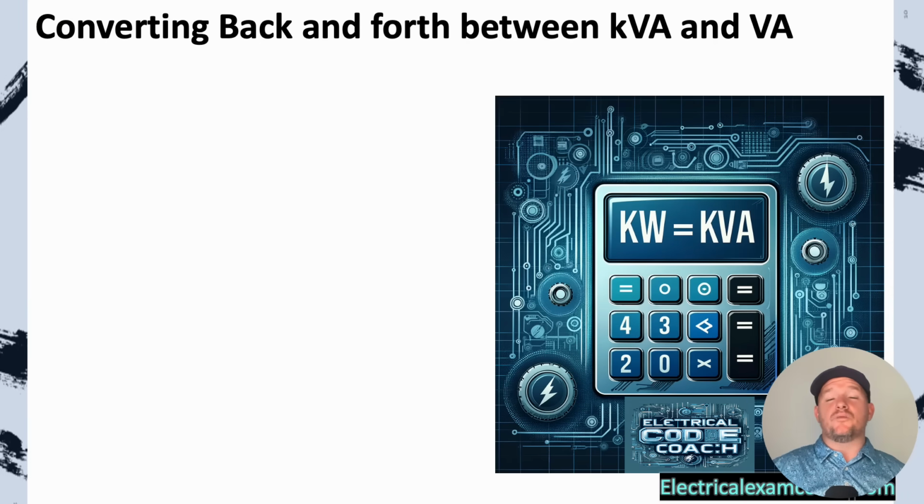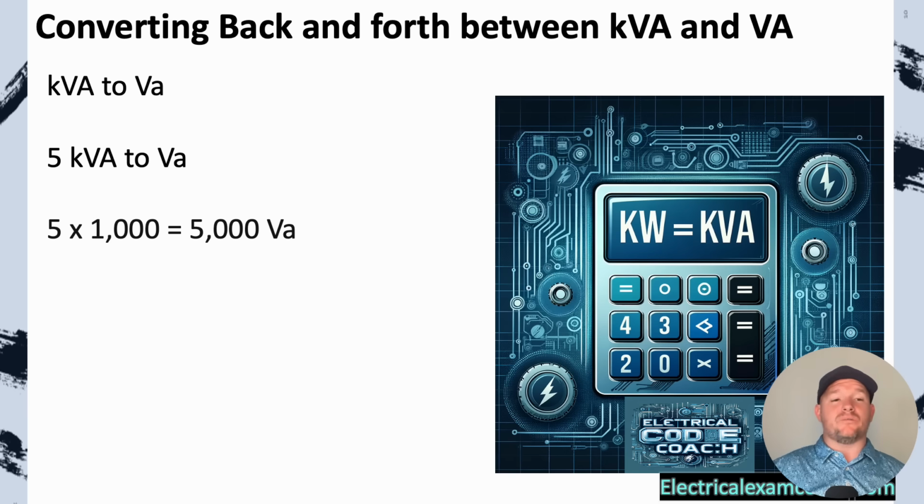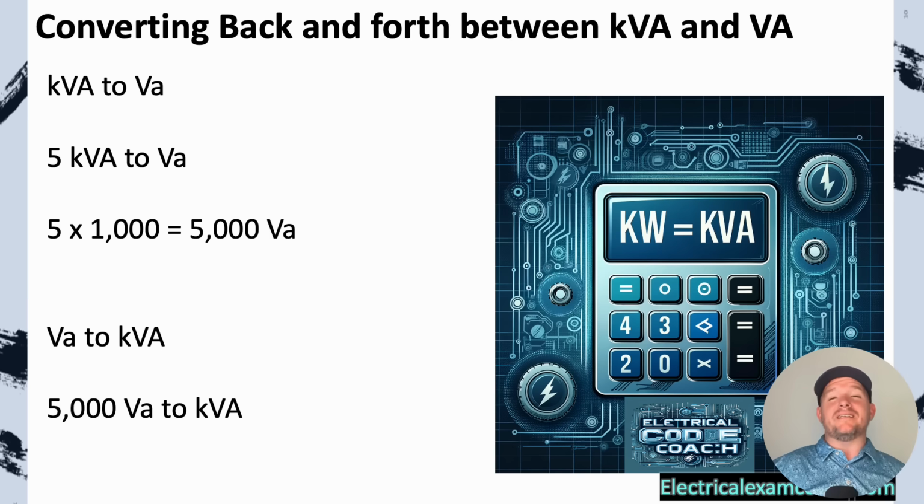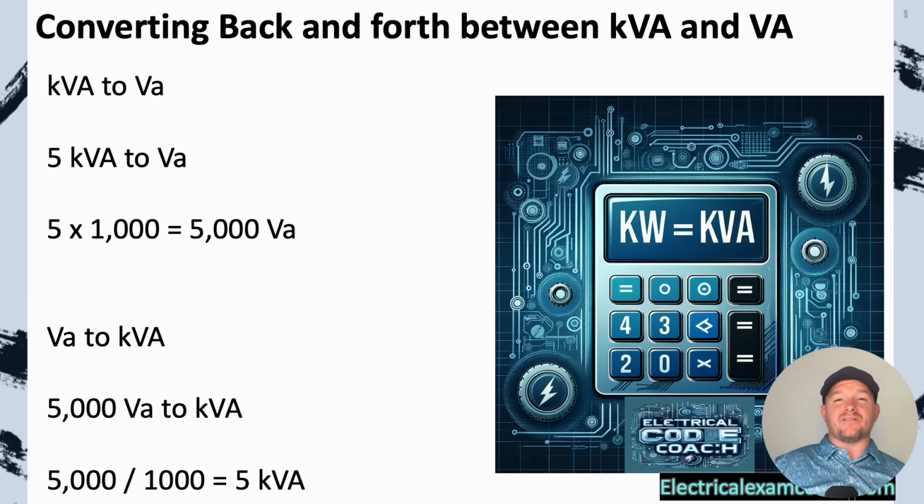Converting back and forth is super simple. Let's first go from kVA to VA. Let's imagine that we have 5 kVA and we want to convert to VA. Well, thankfully, all we have to do is multiply. We take our 5 multiplied by the 1,000, and that equals 5,000 VAs. And the same thing if we want to convert back. Let's imagine we want to go from VA to kVA. All we have to do is divide. We take our 5,000 VA and we divide by 1,000, and that gives us 5 kVA. Throughout the program, you're going to see me intentionally switching back and forth to make sure that you're a pro.